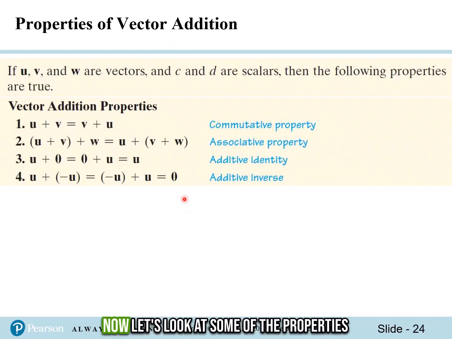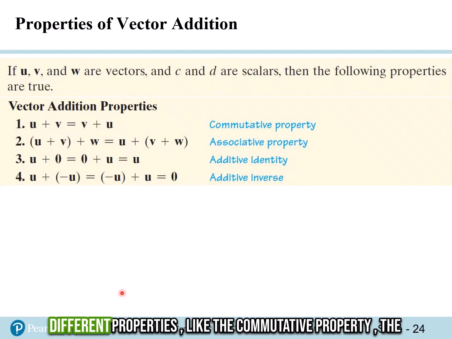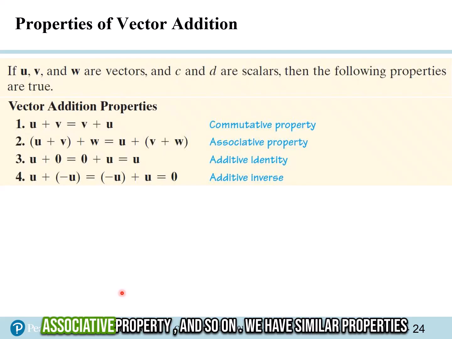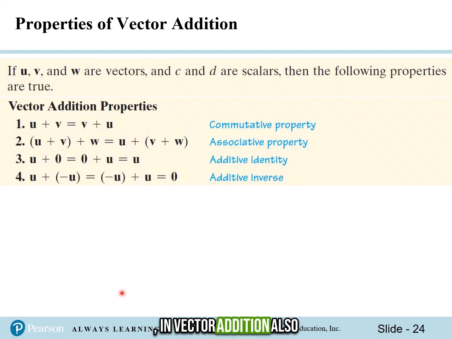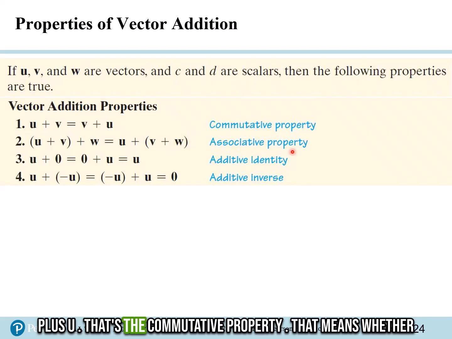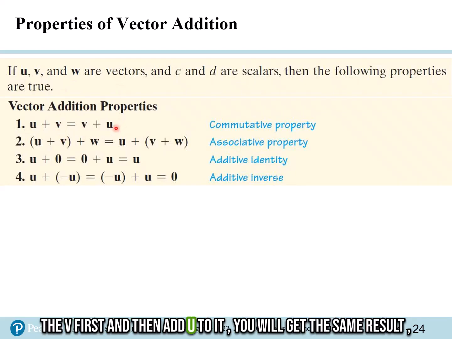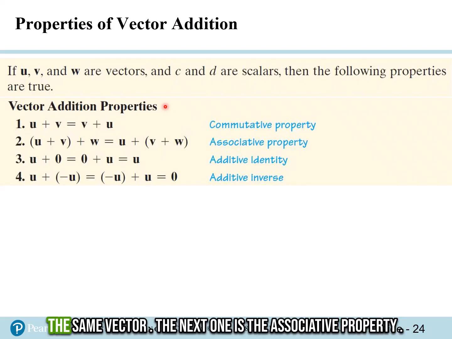All right? Now let's look at some of the properties of vector addition. Just like in math, in addition, we have different properties like the commutative property, the associative property, and so on. We have similar properties in vector addition also. The first one is the commutative property. u plus v equals v plus u. That means whether you have the u first and then add v to it, or whether you have the v first and then add u to it, you will get the same result, the same vector.